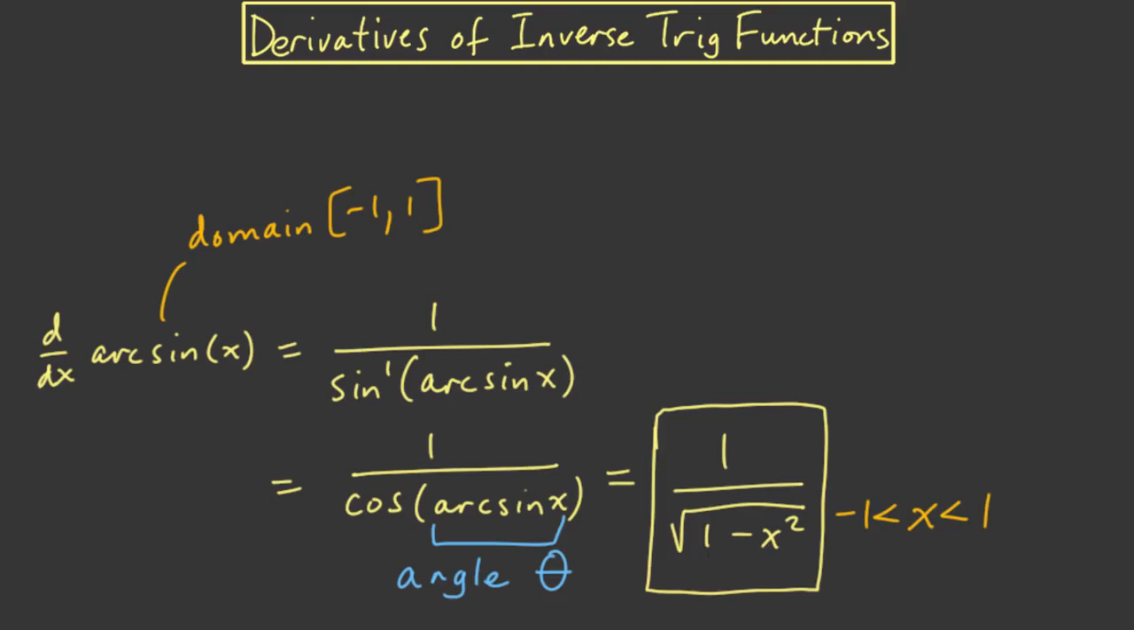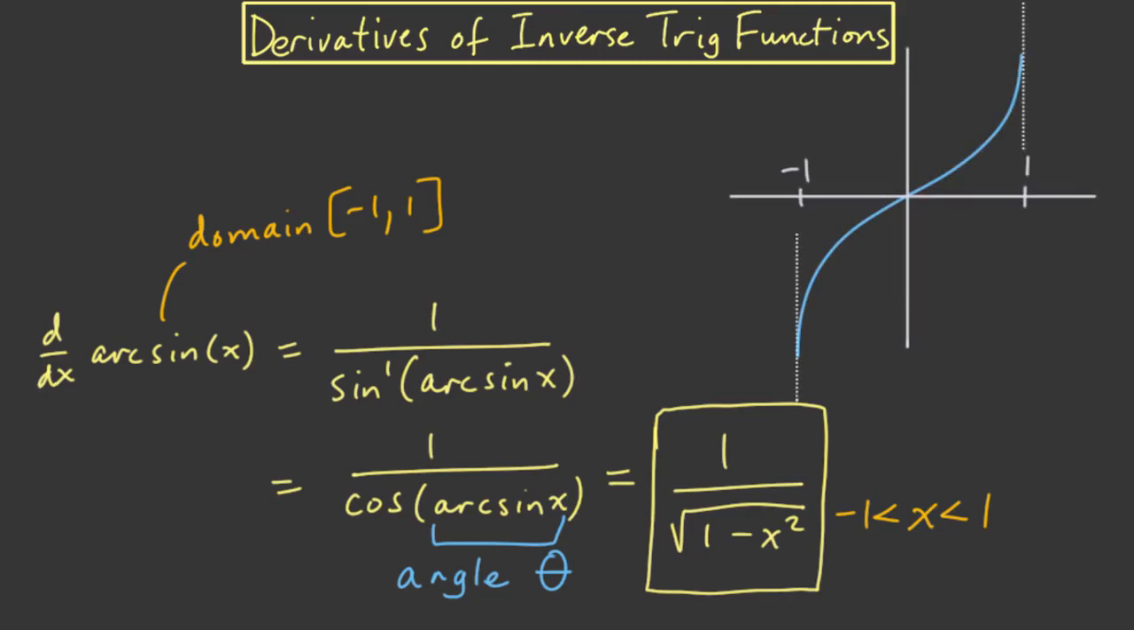The reason for that can be seen in the graph of the arcsine function. This is the reflection of the graph of the sine function, or part of it anyway, and we can see that the tangent lines go vertical at the endpoints.